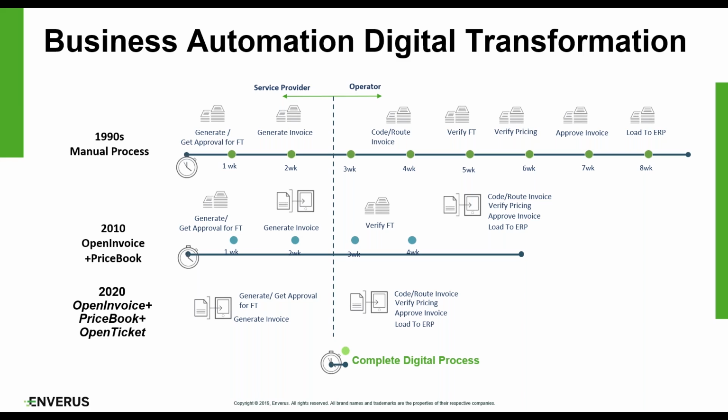So the generation and approval of the field ticket and the invoice generation with that backup is all done digitally on the supplier side. The coding, routing, pricing verification, invoice approval, and loading to the ERP is all digital. So what you have is really an end-to-end, completely digital process. And if, based on a field ticket authorization, the delegation of authority of that field ticket approver was accurate, you would have no reason to do anything else but say, yes, we can go ahead and pay the invoices associated with that field ticket.